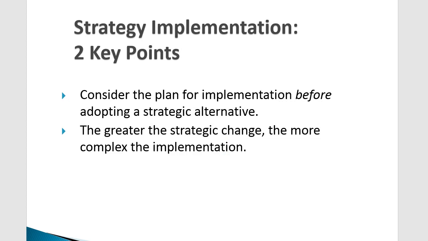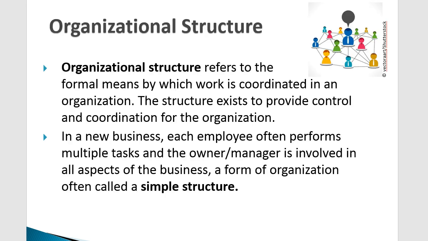So, strategic implementation. When we're going to implement a strategy, there are 2 key points. We have to consider the plan for implementation before adopting a strategic alternative. And the greater the strategic change, the more complex the implementation. So this is referring to the corporate structure. If we're going to implement a new corporate structure, we have to figure out what the plan for that implementation is, how many days, months, weeks, what we're going to be doing in that time frame before we adopt a strategic alternative to implement. So really, what are the parameters here? And the greater the strategic change, the bigger the change to the structure of the organization, the more complex the implementation is going to be.